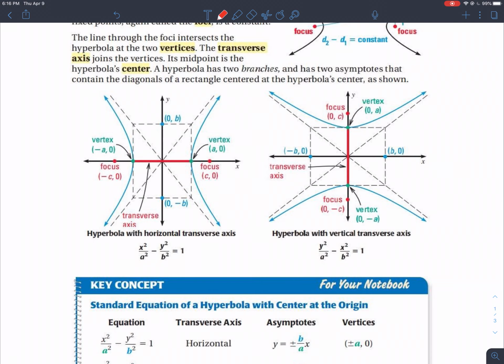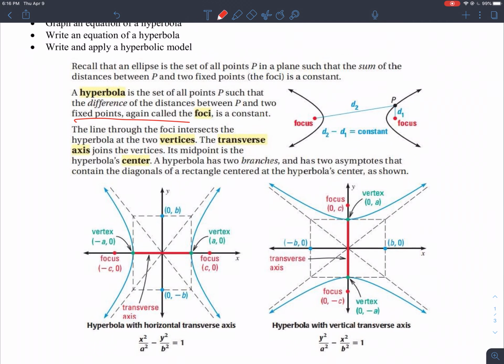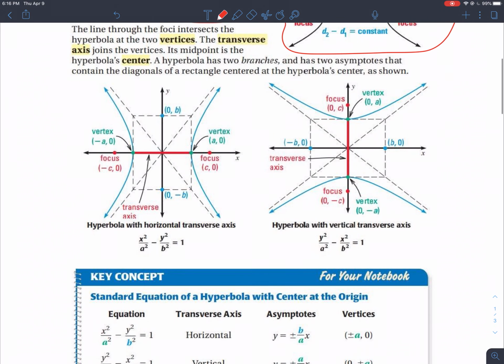All right, so I made a separate video about this, which is the definition of a hyperbola. And so please go watch that. I've posted that already. And then we'll talk about just how to do the tasks that we're asked to do. Graph hyperbolas, write equations of them, and then solve some problems using hyperbolas. Okay? So the line through the foci.